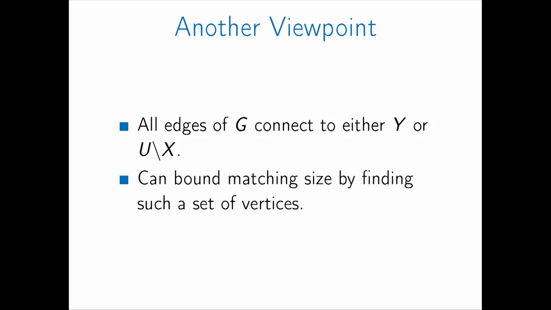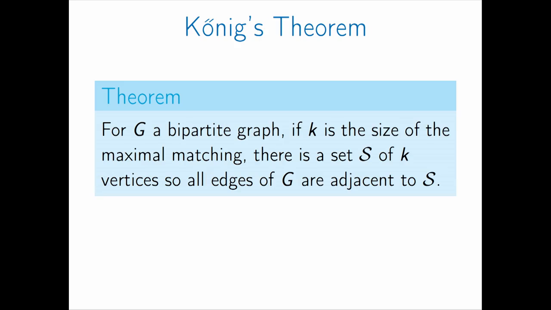However, you'll note that all edges in G connect to either a vertex in Y or a vertex in U minus X. So one way to find a bound on your matching is by finding a set of vertices such that every edge in your graph connects to one of those vertices. Working this out gives us what's called Koenig's theorem, which says if G is a bipartite graph and K is the size of the maximal matching, then there has to be a set S of only K vertices of the graph, such that each edge in G connects to one of these vertices of S.